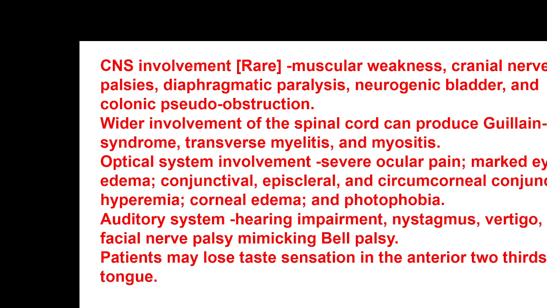When the optic system is involved, when the eyes are involved, there could be severe eye pain with marked eyelid edema, conjunctival, episcleral, or circumcorneal conjunctival hyperemia, reddish discoloration around the eyes and different parts of the eyes, edema of the cornea, and photophobia. When the auditory system, hearing near the ear, is involved, there could be hearing impairment, nystagmus, vertigo, or facial nerve palsy, which resembles Bell's palsy.